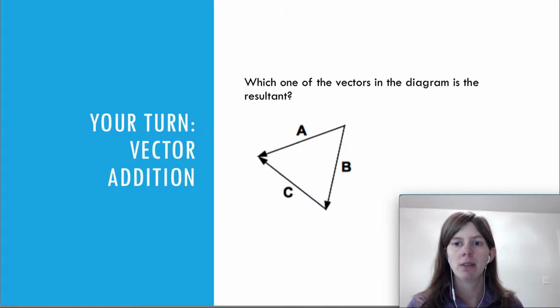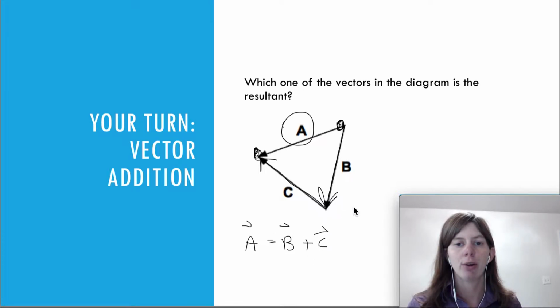Which one of these in the diagram is the resultant? You want to think about which vectors you're putting tip to tail, and then which one you're starting from the tail of the first one and ending up at the tip of the second one. It turns out that vector A is actually the resultant, because if you start at vector B right here, then you put vector C at the tip of vector B, we started here and we ended here. And that's exactly what vector A is showing. That means that A is equal to B plus C.